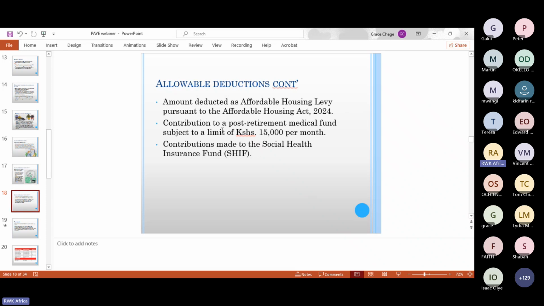Other allowable deductions are the affordable housing levy, which is charged at 1.5% of your gross salary. Also, contribution to a post-retirement medical fund, subject to a limit of 15,000 per month, and contributions made to the social health insurance fund, which is charged as 2.75% of your gross salary. So this is what is termed as allowable deduction. An allowable deduction is meant to reduce your gross income that will be charged to tax.